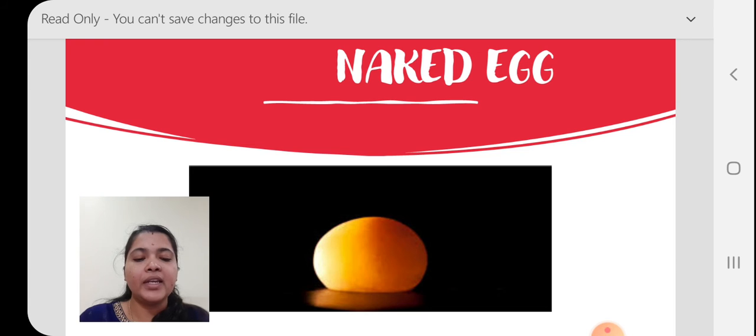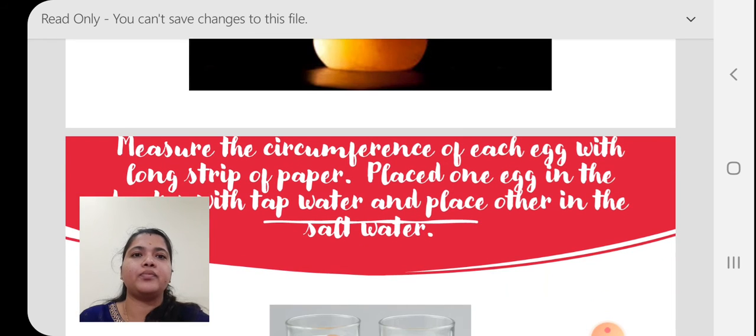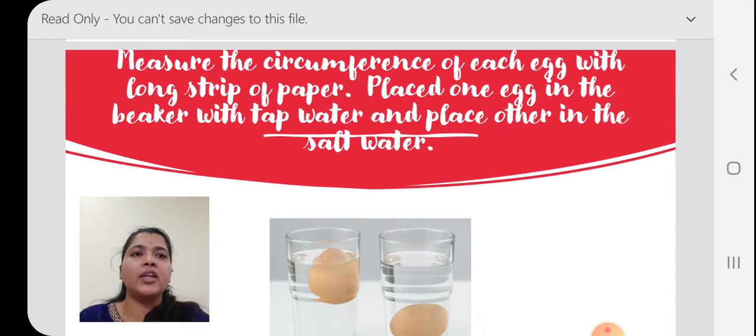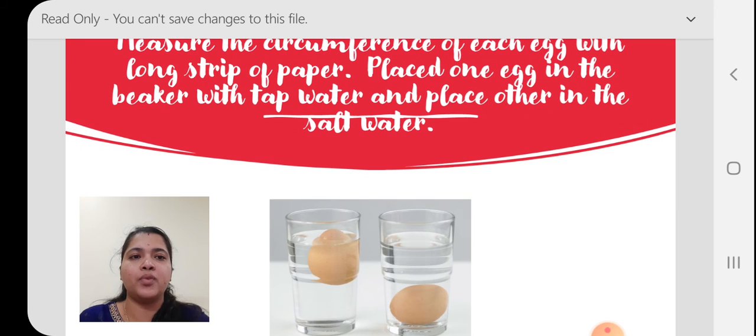Do you find any difference in the circumference of the egg? Before also we have measured, and after putting it into HCl we have measured. But now after putting into salt solution and tap water, what would be the observation? Let us go with the observation now. See, like this you have to dip the egg. Place one egg in a beaker of tap water and the other in salt water in this way.